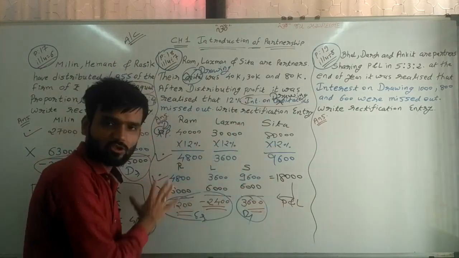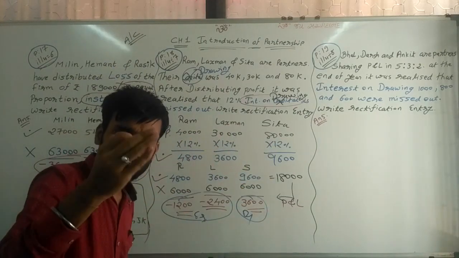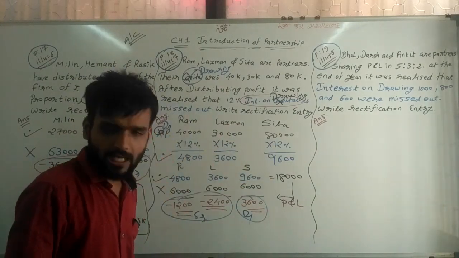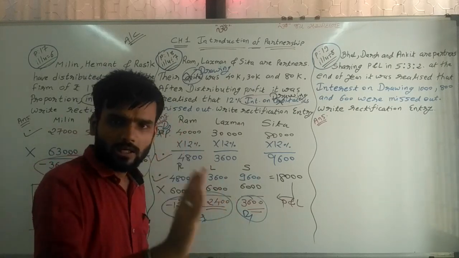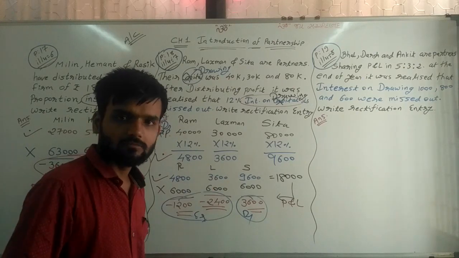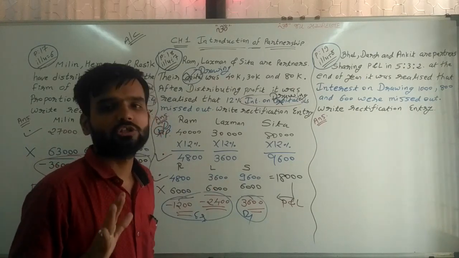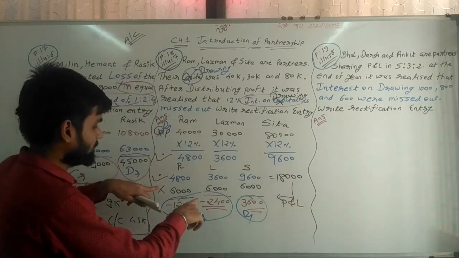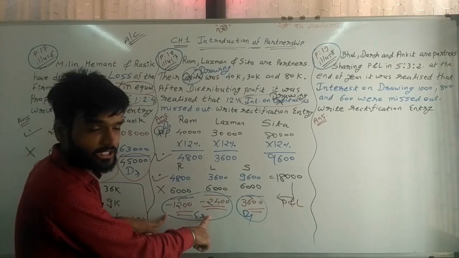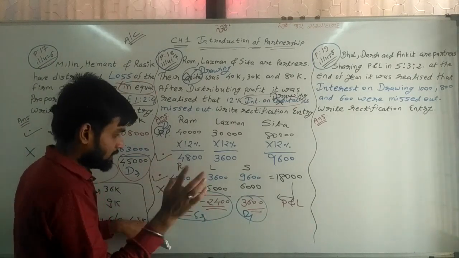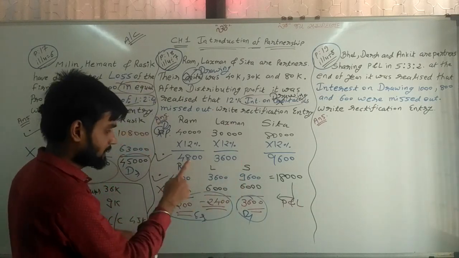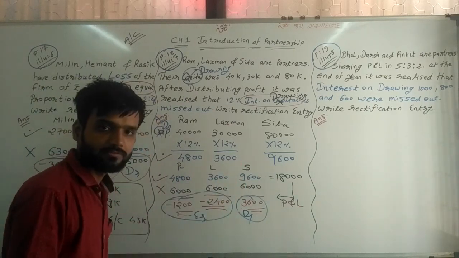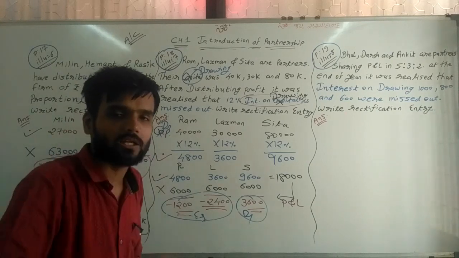Now what is your answer? It is not your answer. You have to write journal entry. That is your answer. And by making proper columns, that column you know, particular, LF, debit, credit. That you need to prepare. So here journal entry for interest on drawing should be Sita debit, Ram credit, Lakshman credit, and capital or current.